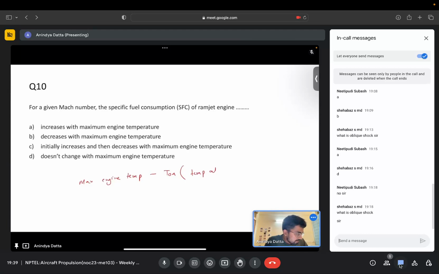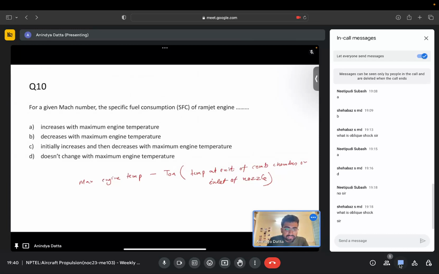Temperature at exit of combustion chamber or inlet of nozzle, right? So that is where we'll get the maximum engine temperature. In turbojets and turbofans, the maximum temperature is at the exit of the combustion chamber, which is the entry of the turbine. But since here we don't have a turbine, the maximum engine temperature also happens at the inlet of the nozzle.